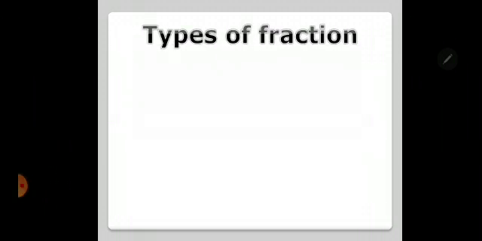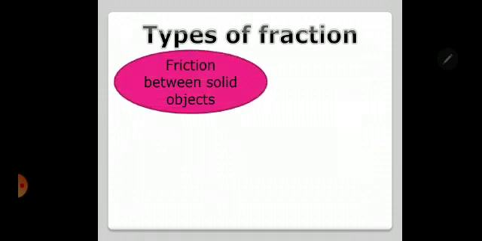Types of friction. There are 3 types of friction force. The first type: friction between solid objects.